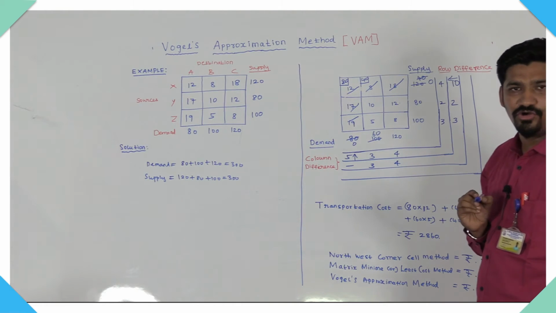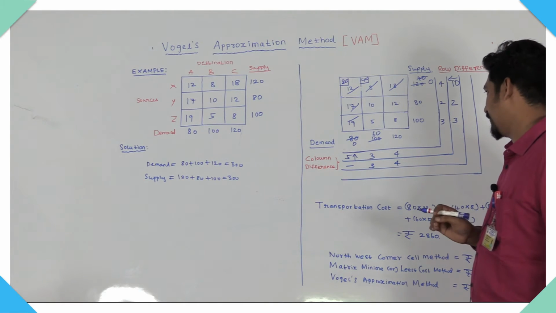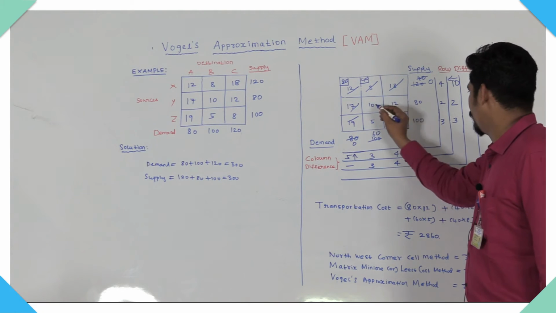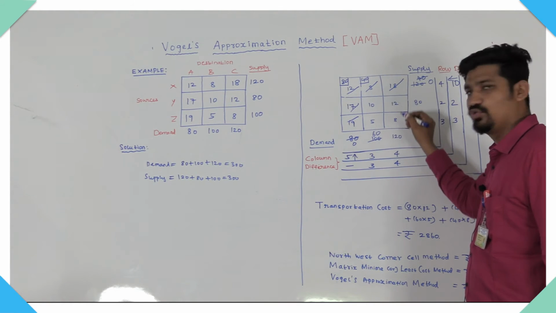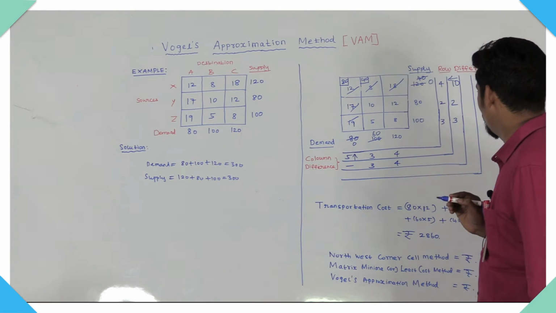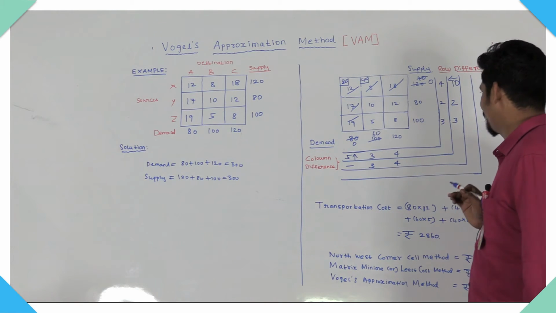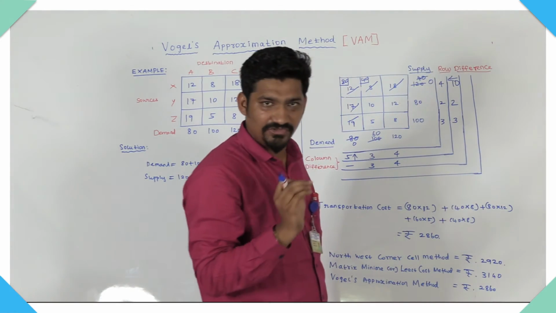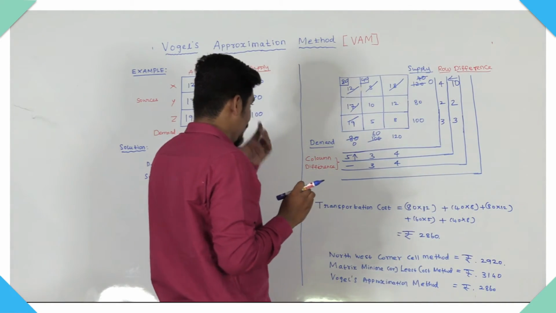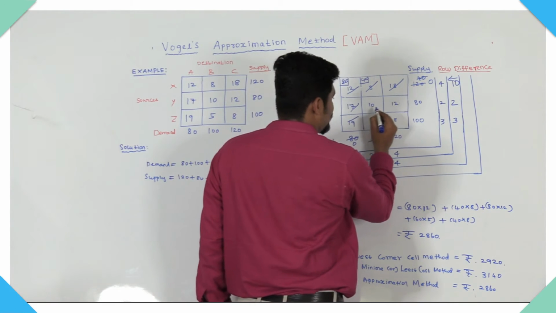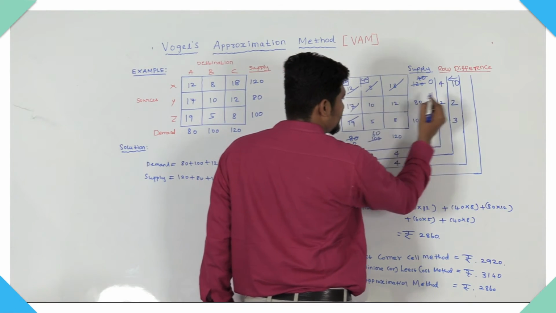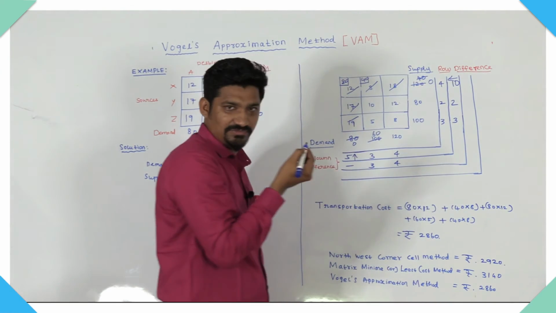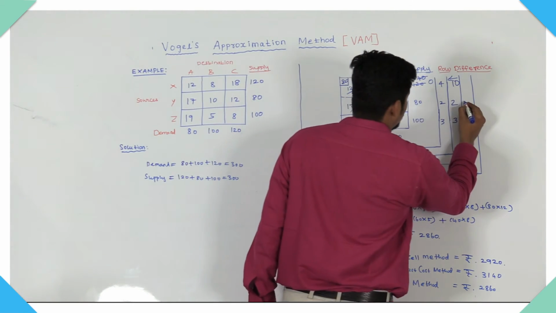Here, one row and one column is over. Now we have only 2 rows and 2 columns with unoccupied cells. So again we need to find the row difference and column difference. In row 2, which one is the least value? 10 is the least value, 12 is the next least value. Now find the difference between these two values, 2.